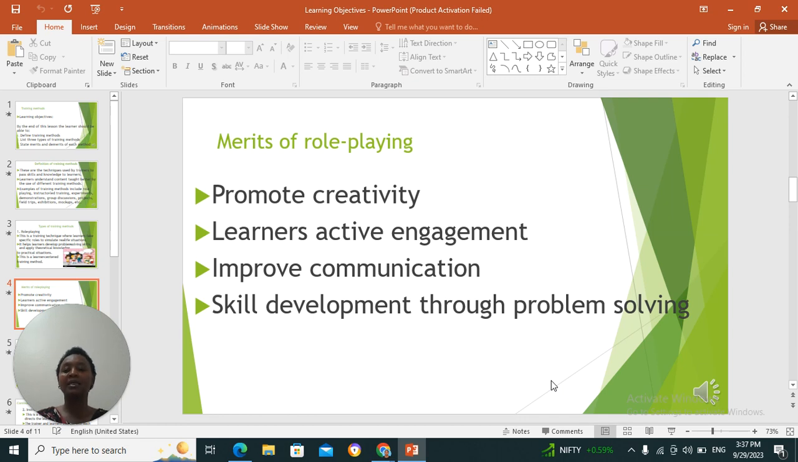And the other one is that it leads to skill development through problem solving. So the learners are able to develop their skills because they are actually doing that role playing. Whatever project they are doing, they are involved. Therefore, it helps their mind to think critically, which helps them to have problem solving skills.